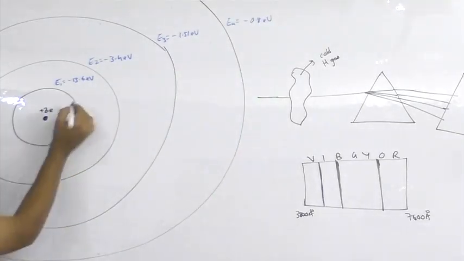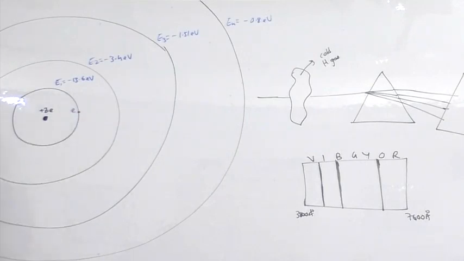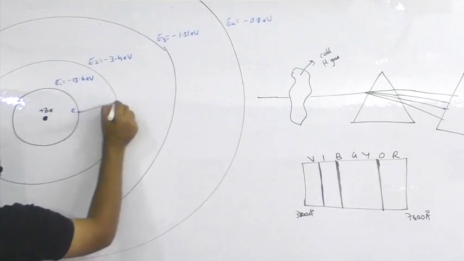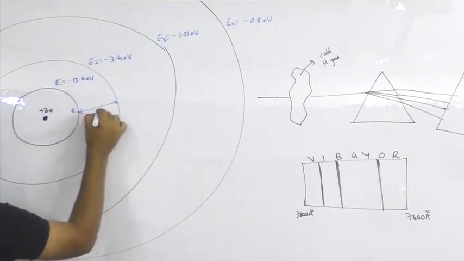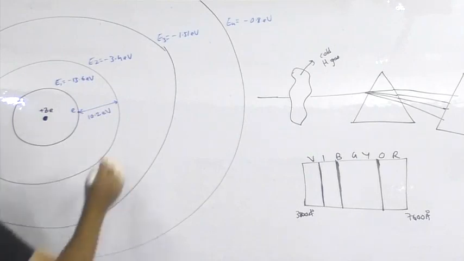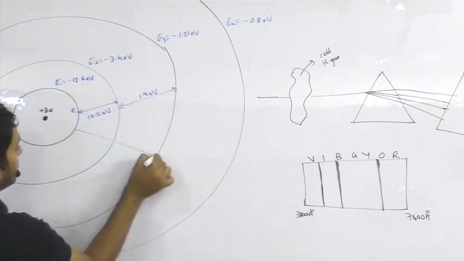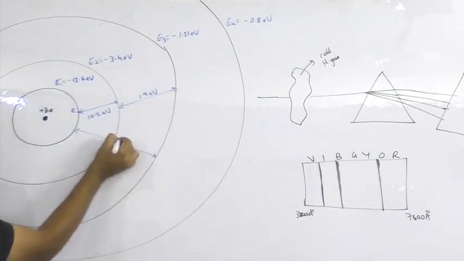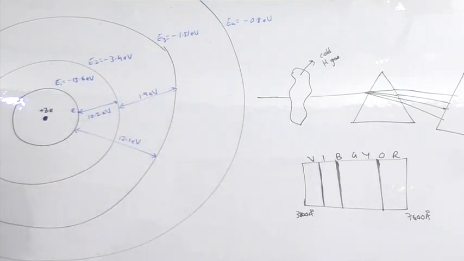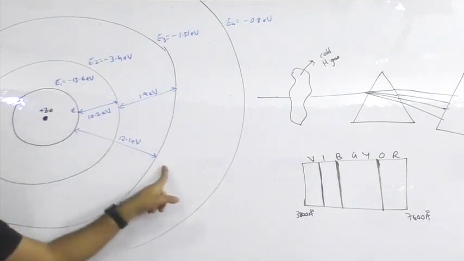Now, pay attention, please. If my electron is here in orbit number 1, in the ground state, the difference between these two orbits is how much? 10.2 electron volts. The difference between here and here is 1.9 electron volts. The difference between 1 and 3 is 12.1 electron volts, and so on. My point is, if I give this electron 10.2 electron volts of energy, this electron will jump from orbit 1 to orbit 2. If I give this electron 12.1 amount of energy, what will this electron do? It will jump from orbit 1 to orbit 3.